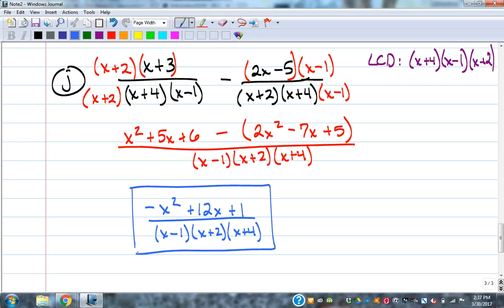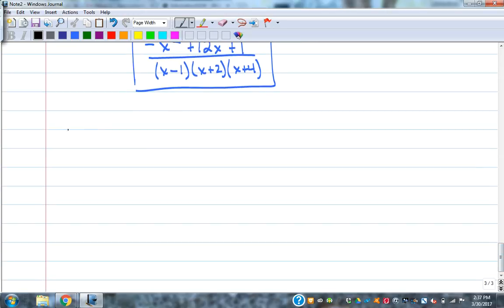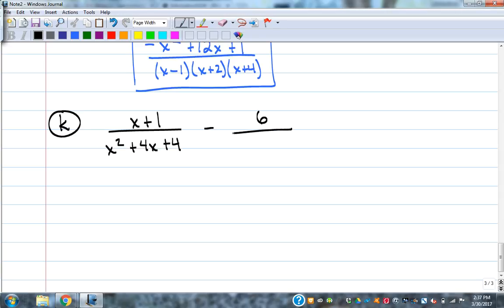Big thing there with the minus sign in the numerator. Make sure you make a note of that. Put a star beside it, something, highlight it. That's a big thing. It really messes things up. All right. Three more examples, guys. X plus 1 over x squared plus 4x plus 4 minus 6 over x squared minus 4.